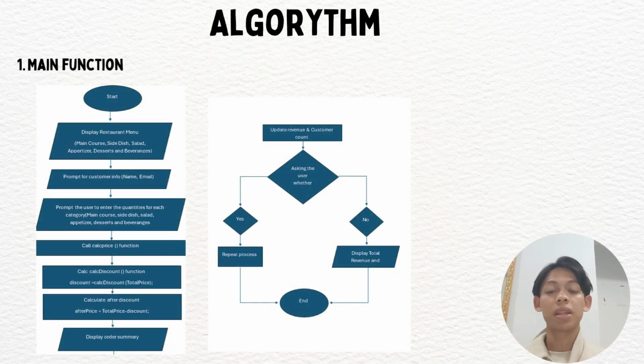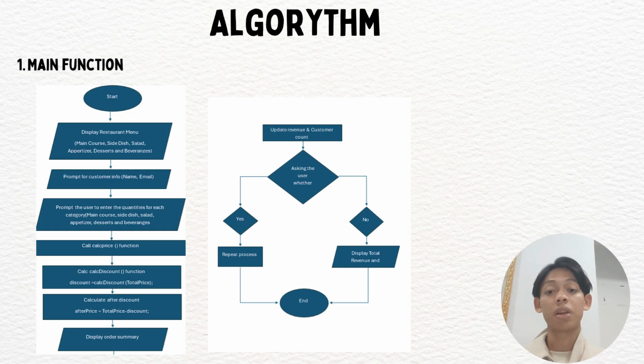So when the program starts, the whole restaurant menu will be displayed, and it will prompt the user to insert their information, for example name and email. Then the program will prompt the user to enter the quantity for each category of the menu from above.